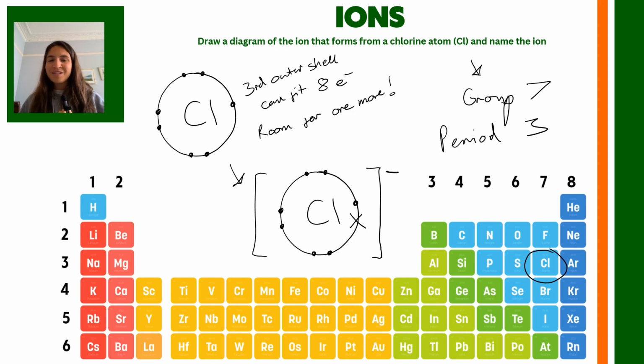And then the final thing to remember here is that it's not called a chlorine ion, it is called chloride. Okay, and that is because I have formed an ion from my non-metal. So I don't just call it chlorine ion, I actually have the change in the end of the word to ride, chloride.